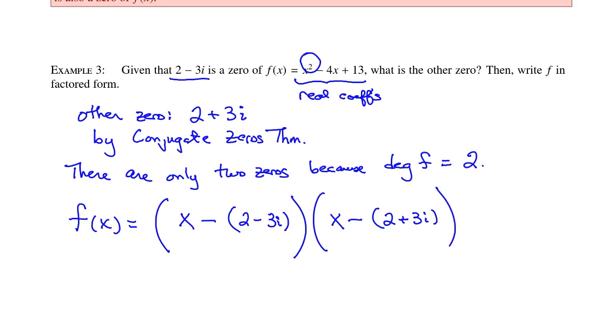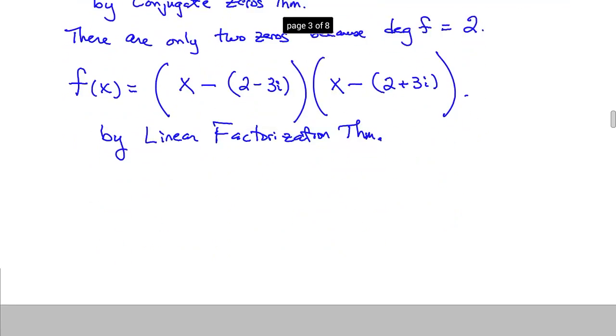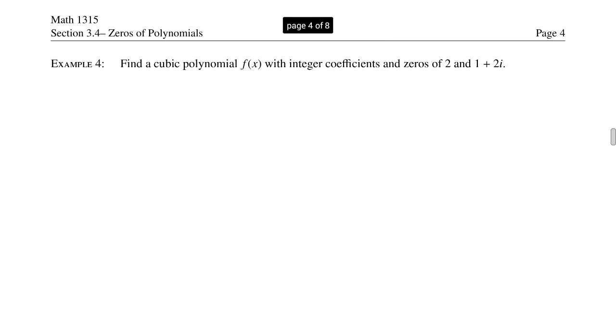And of course you can write these in any order. And this factorization comes from the linear factorization theorem up above. So lots of powerful information on this page. Be sure to study this thoroughly. Let's look at another example using this information in example 4. Find a cubic polynomial f of x with integer coefficients and zeros of 2 and 1 plus 2i.